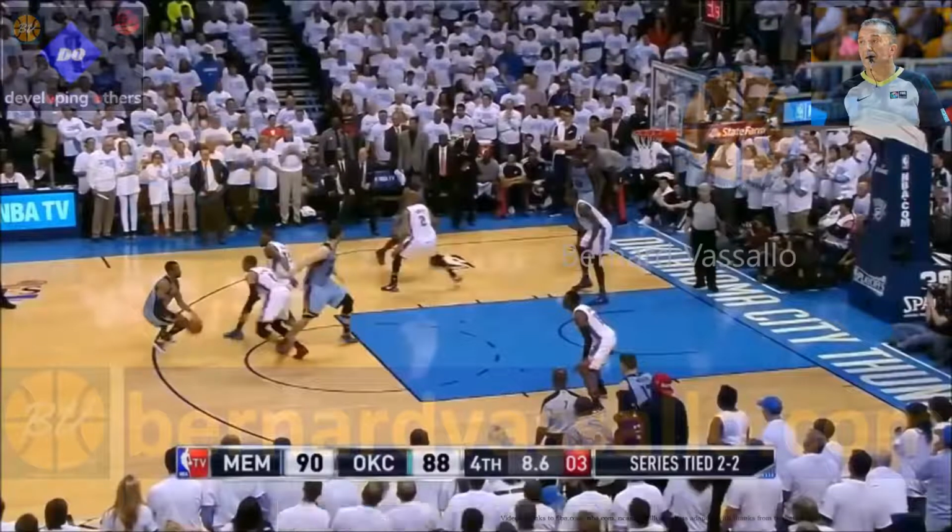In this play action, we're going to see Russell Westbrook, who is going to steal the ball cleanly. No foul called. Let's see the action.